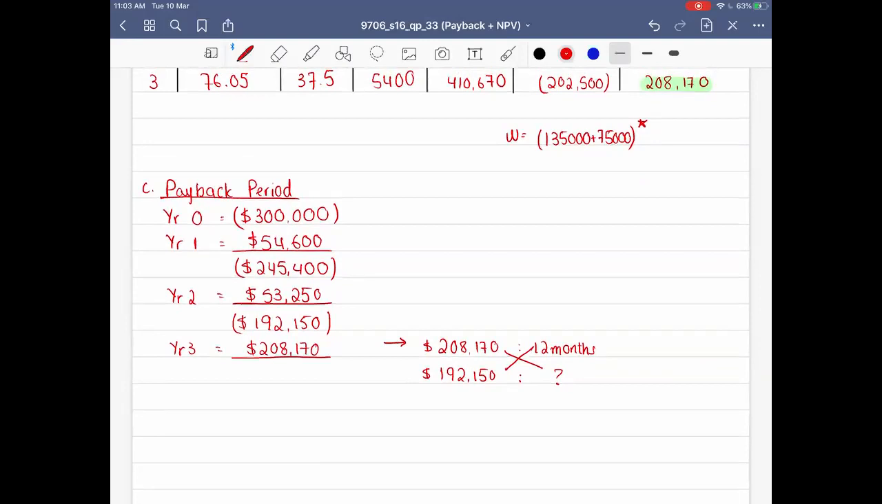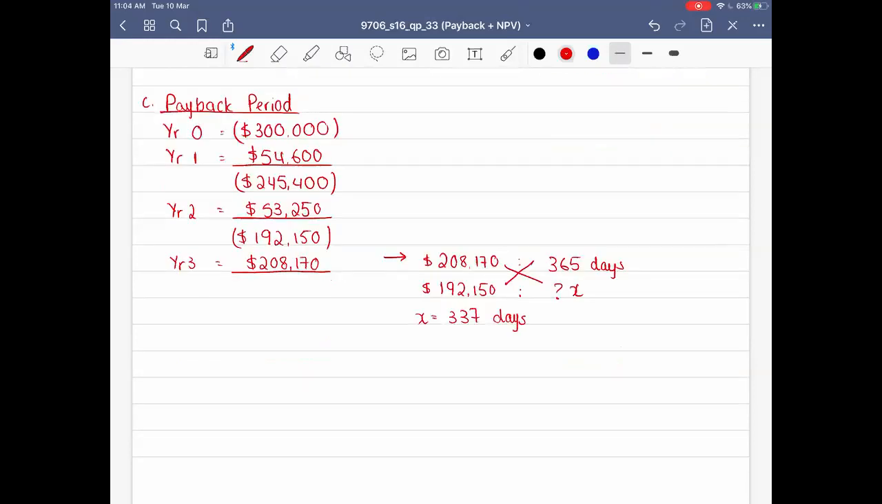Yeah, you can say days. 208,170 we have received in how many days? 365 days. तो payback के लिए we needed 192,150. तो that means cross multiply कर लेंगे इसको. 192,150 multiply by 365 divided by 208,170. That makes 337 days.